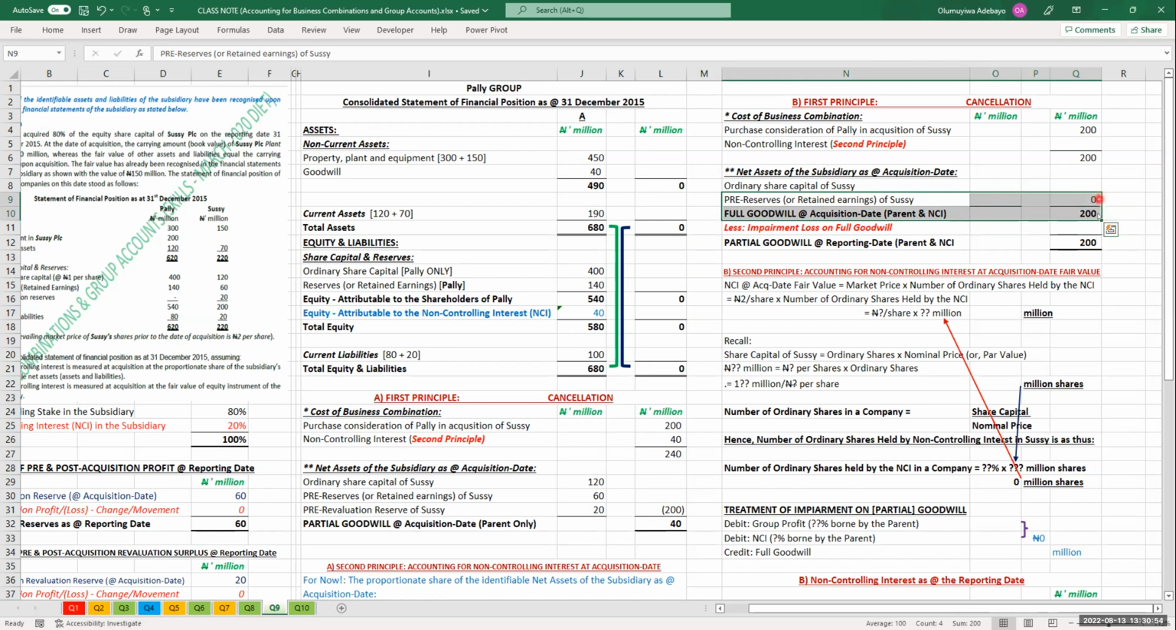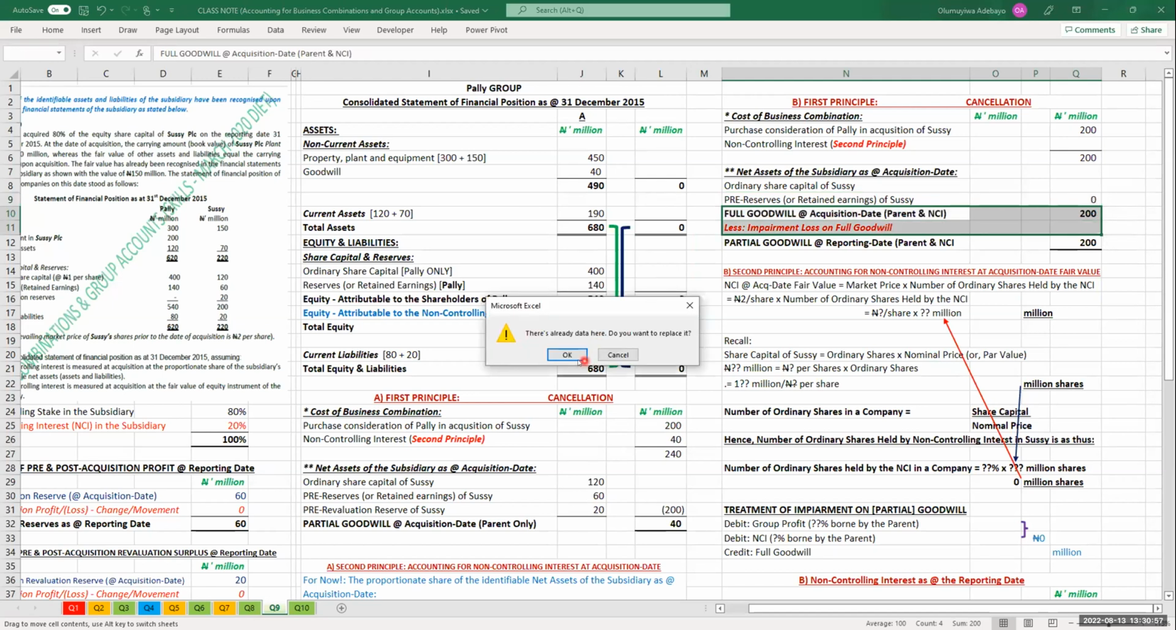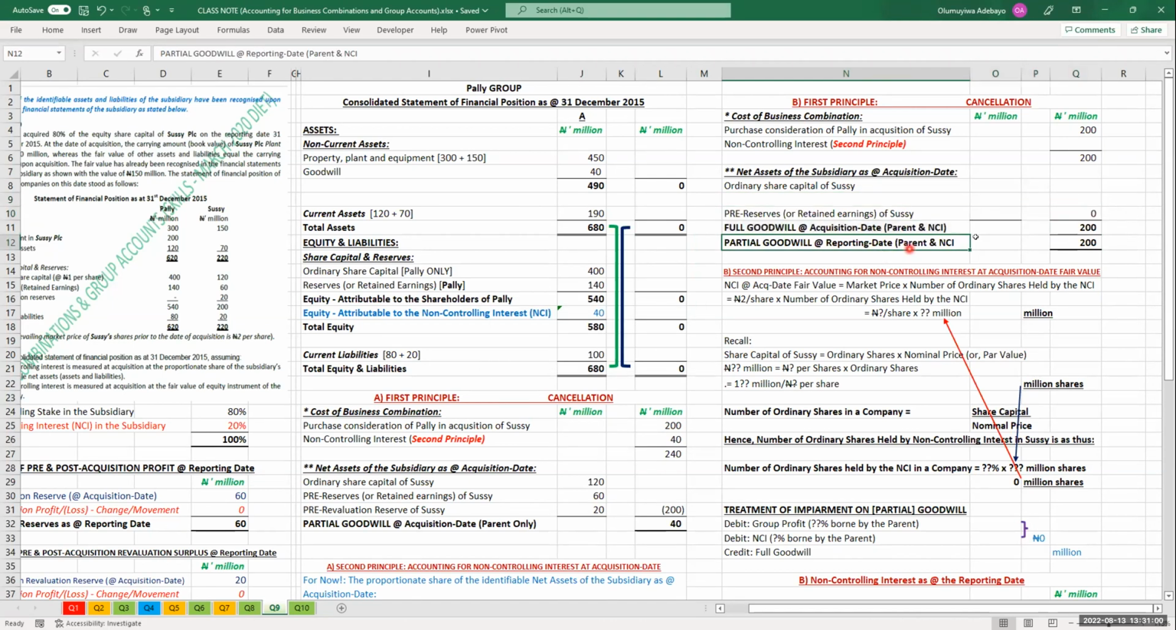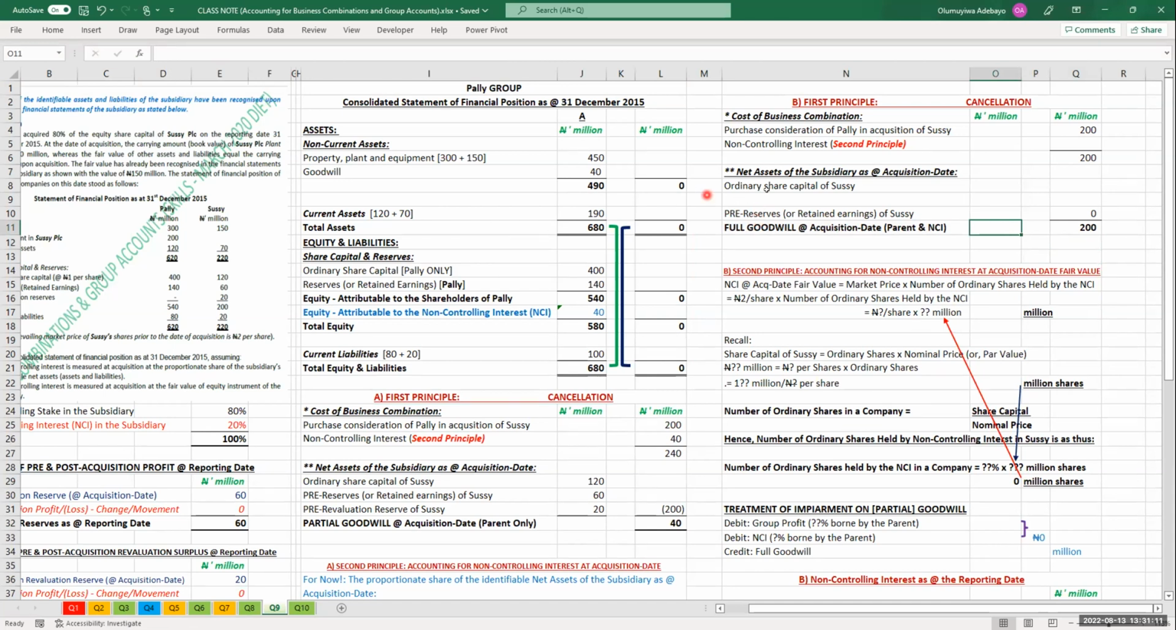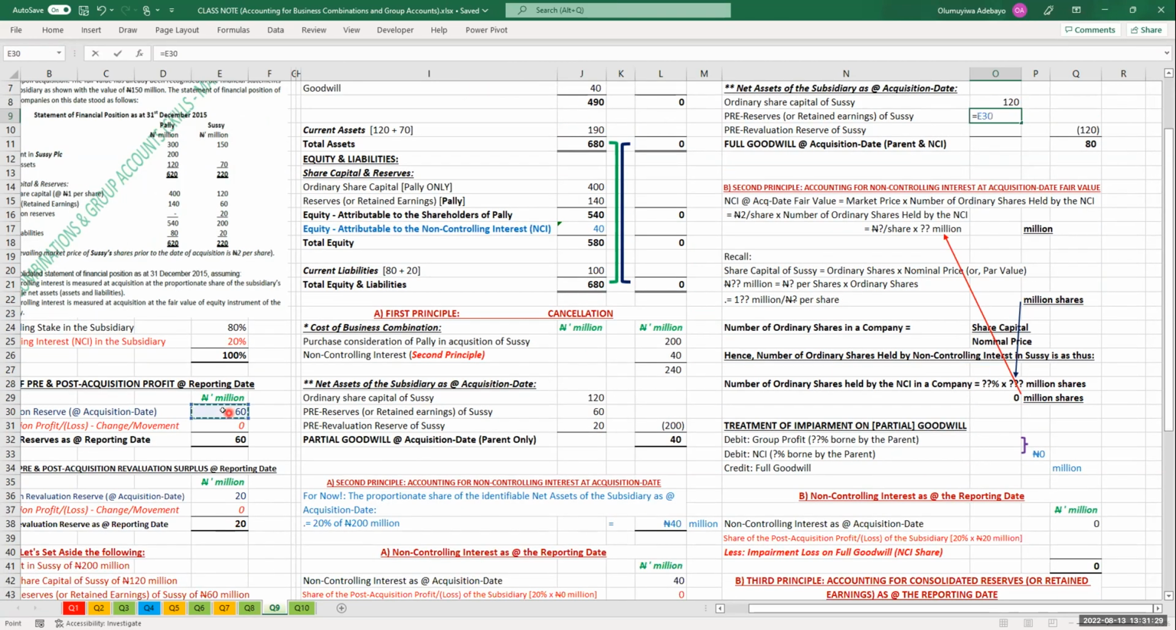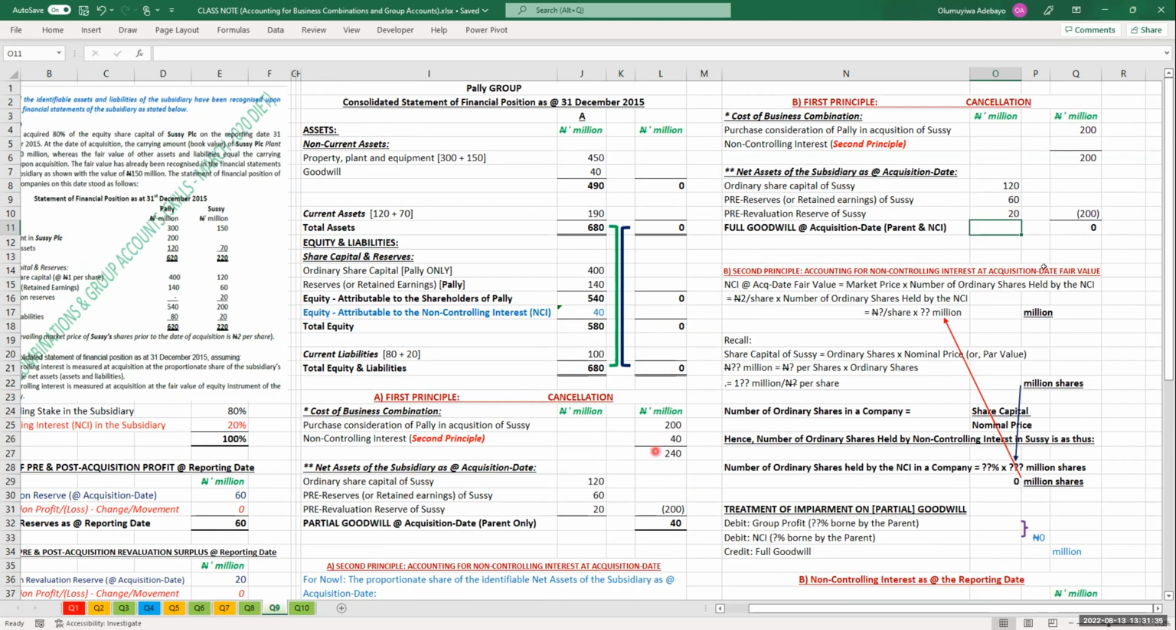Okay, I take this out like the other time. Now we have the same thing here. 120, I can link this. 60, I can link this. 20.